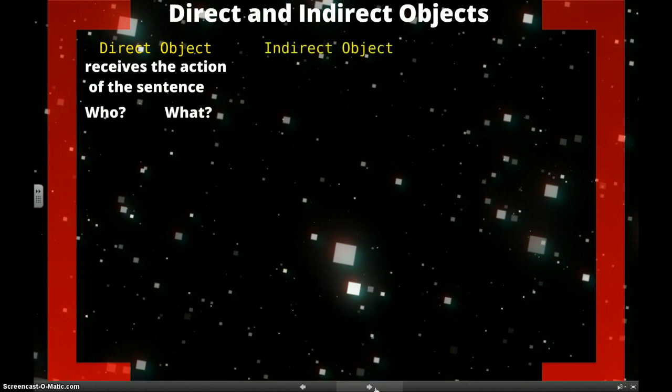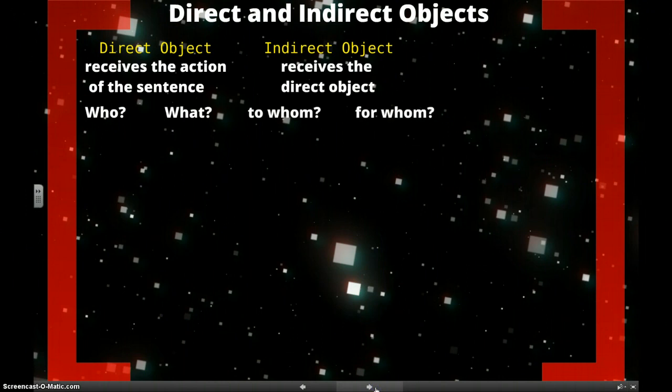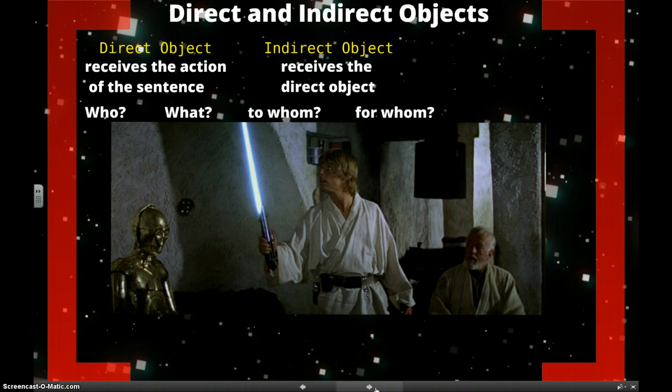An indirect object can only happen if you have a direct object, and it is going to receive the direct object. So it's going to answer the question to whom or for whom, or it could be to what. So let's do an example, see if you can get this.